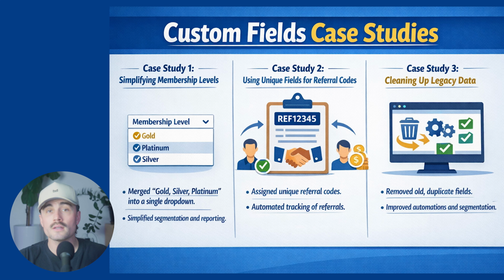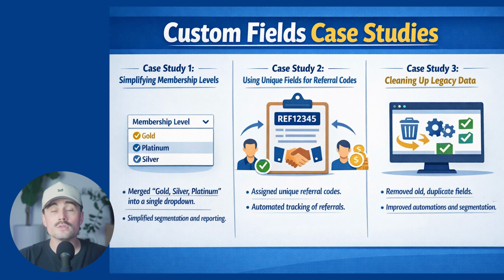Case studies. Case study number 1, simplifying membership levels. So let's say a membership site initially created separate fields for gold member, platinum member, and silver member, resulting in 3 checkboxes per contact. This created confusion when filtering contacts. After auditing their custom fields, they consolidated it to a single dropdown called membership level with options, gold, platinum, and silver. This simplification made segmentation and reporting so much easier, and it prevented duplicates.